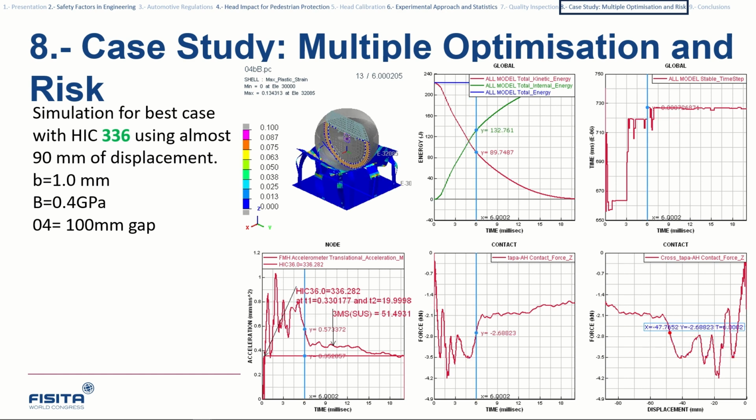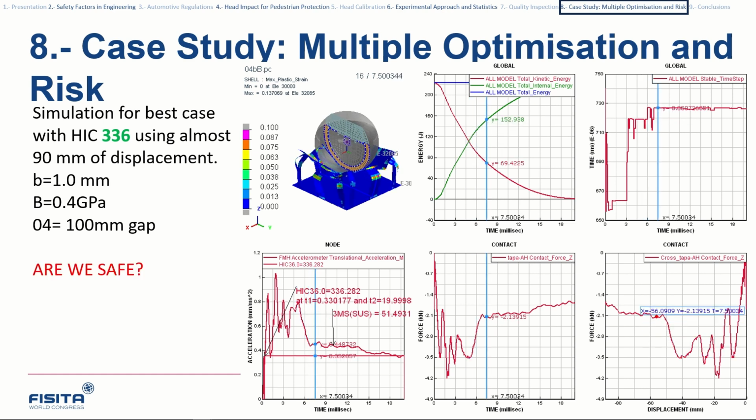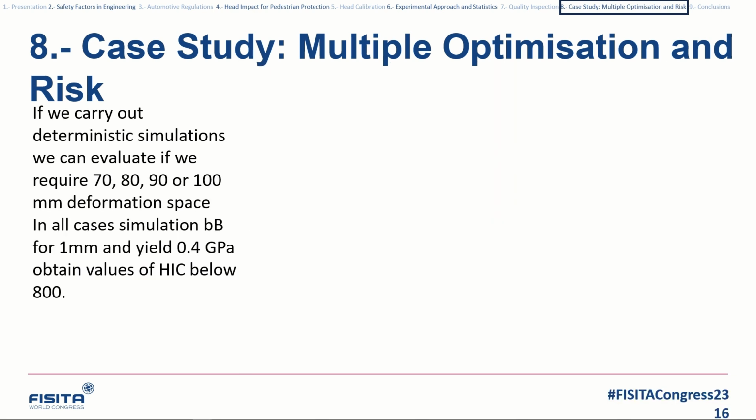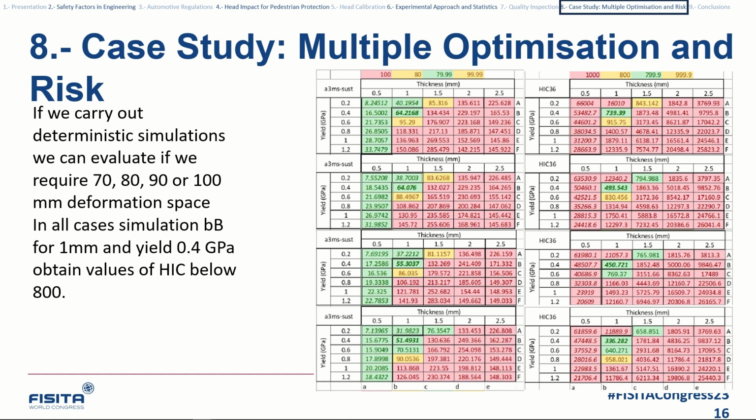But once again, this is a deterministic simulation, okay? So are we safe? This is our question. What will happen if tomorrow we come with a plate that is a bit thicker, a bit stiffer? So we're going to carry out all these simulations for 70, 80, 90 and 100, so it's 4 times 30, 120 simulations, and we can check here on the top that we can meet a value which is green, 700 HIC. But we already see that if the thickness is smaller or even bigger, or the yield stress, okay, we are moving to red values.